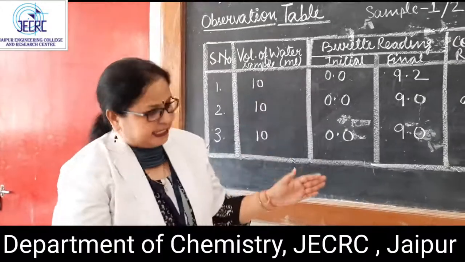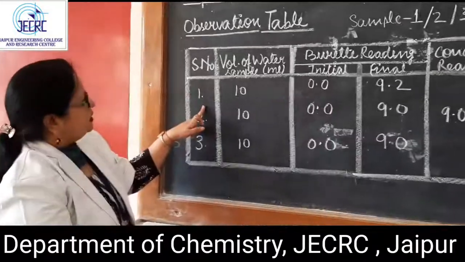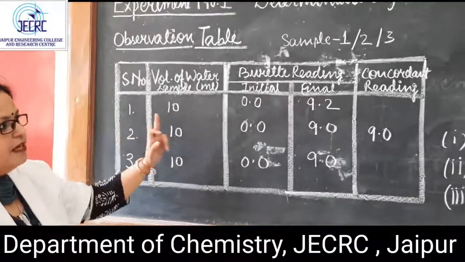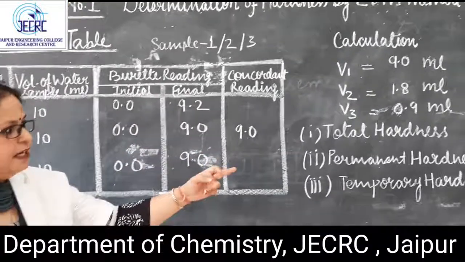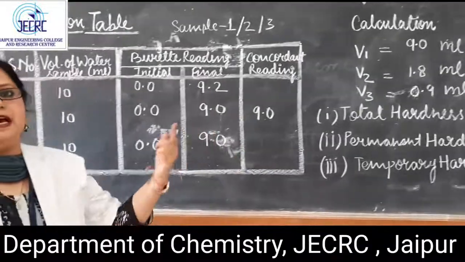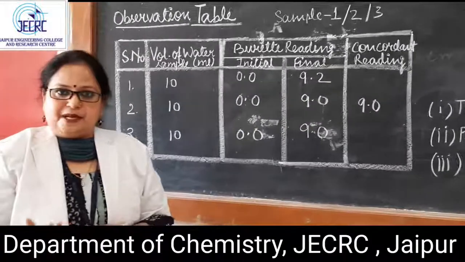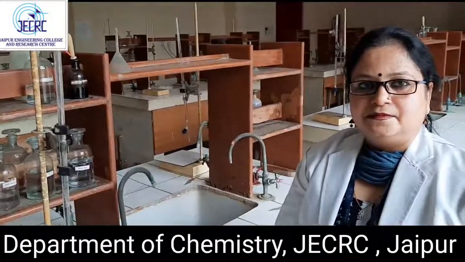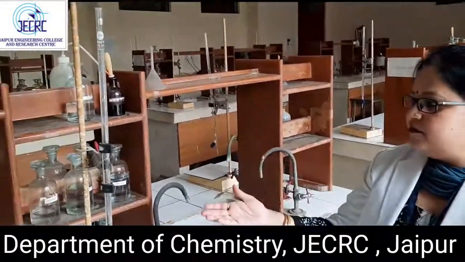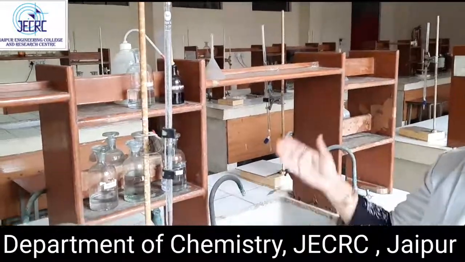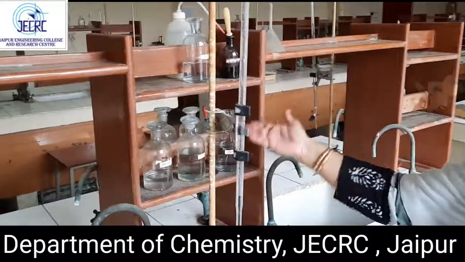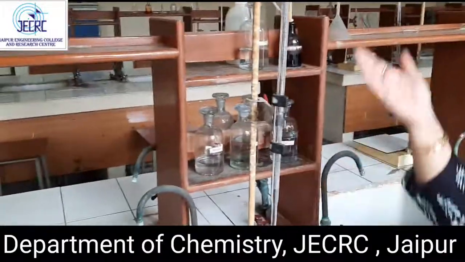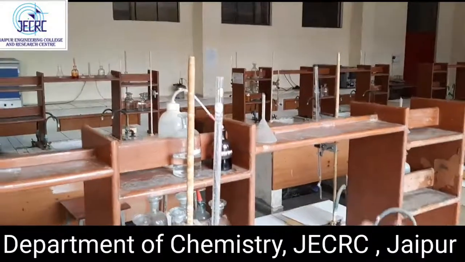So this is the EDTA method. We have already drawn the observation table. We have the calculation part, which we will perform after performing the experiment. Now we are going to perform the experiment. This is our setup for determination of hardness. We have different chemicals used for this experiment. This is the burette and we have the different samples.